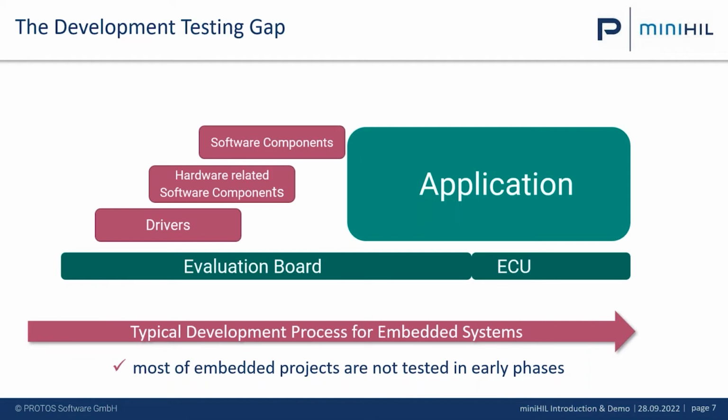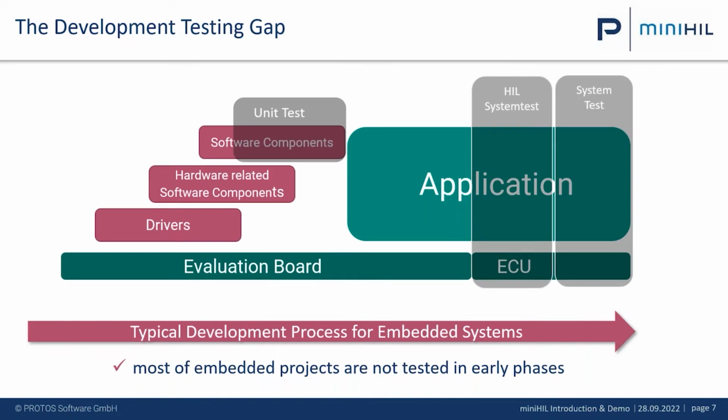So let's have a look at where it is usually tested. With the unit test, you can test software components very well. So pure software components, here the unit test is a really effective way to test them. Fast, cheap, good to automate, so please continue doing that. And in the end, usually you have a system test, a real system test or a simulated system test with a hardware-in-the-loop test system.